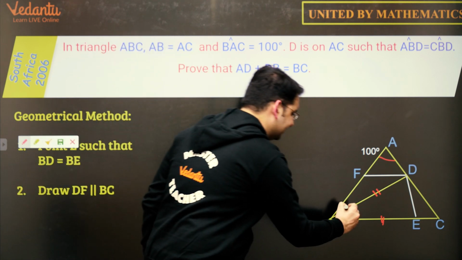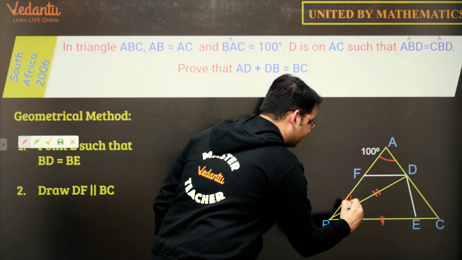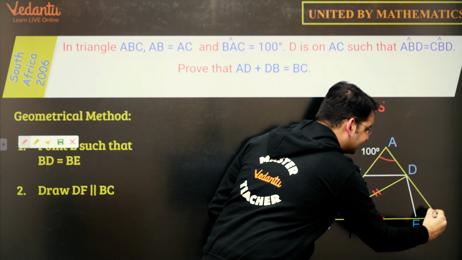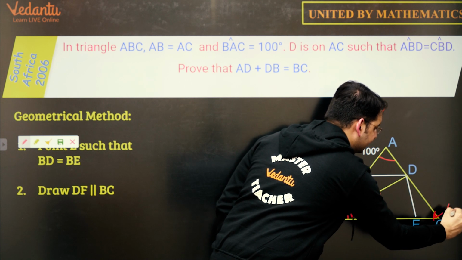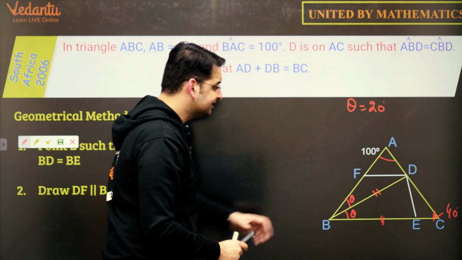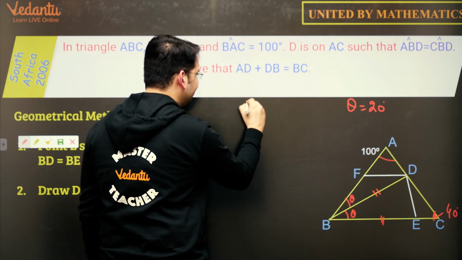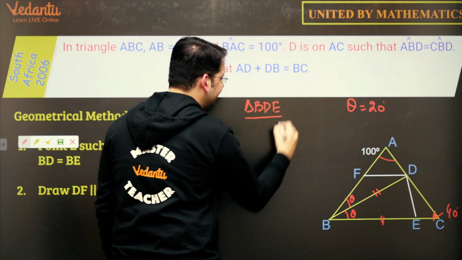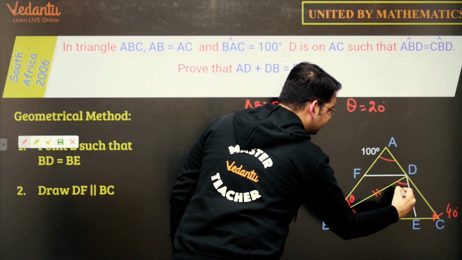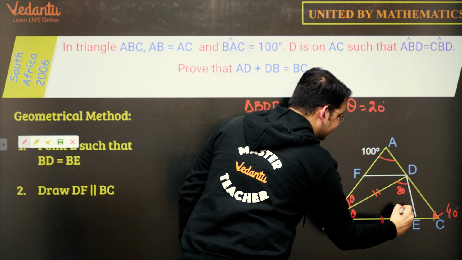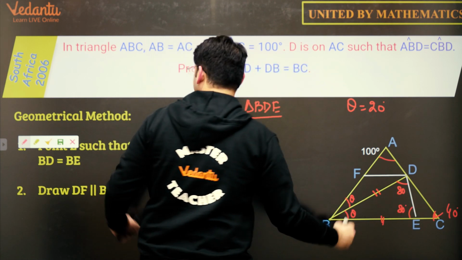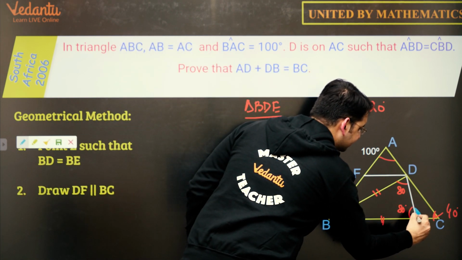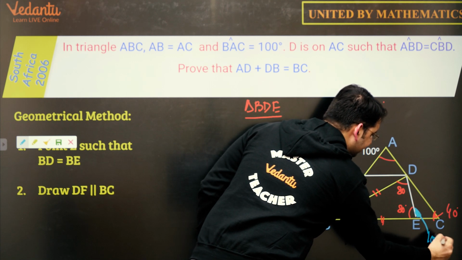Let us see. Let us assume this angle is theta, and this angle would of course be theta, wherein theta is equal to 20 degrees. We've already proved this little angle is 40 degrees. And since BD is equal to BE, can I say triangle BDE is isosceles? This is 20 degrees, so of course this will be 80 degrees, and this would be 80 degrees as well. And if this is 80 degrees, this angle would be 100 degrees.